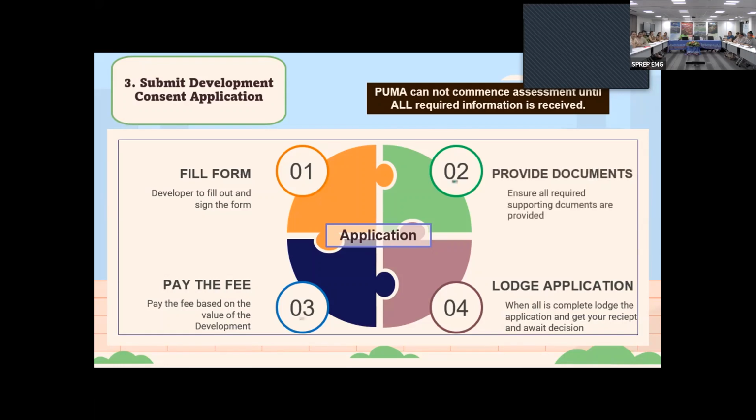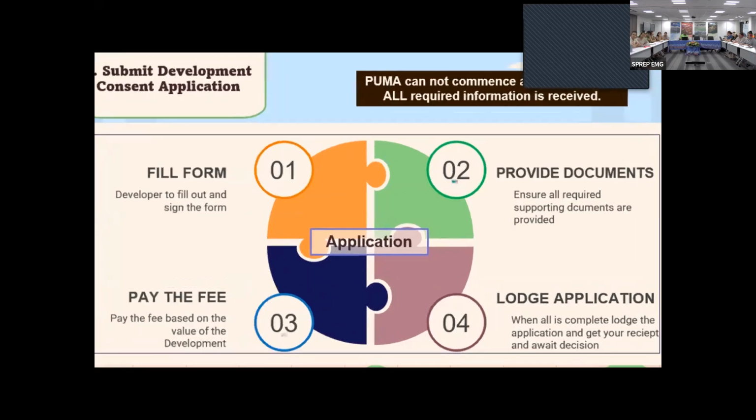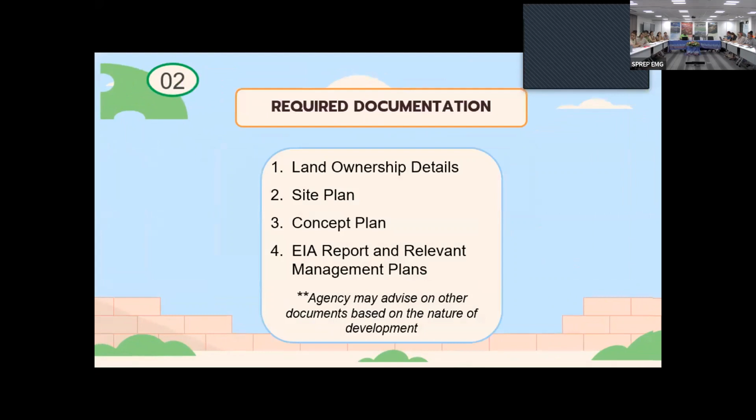Now, let's take a closer look at part 2, which is provide the documentation. This is a very key part of this step. So typically, there are 4 types of documentation that are required to be attached to any application form. Number 1, land ownership details. Number 2, a site plan. Number 3, a concept plan. And number 4, as we talked about already, if required, you might need an EIA report and the relevant management plans to be attached with it.